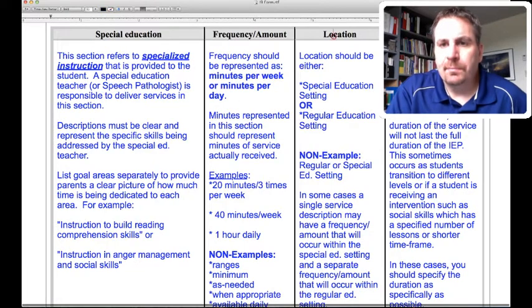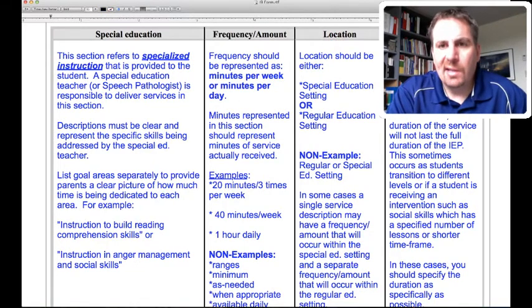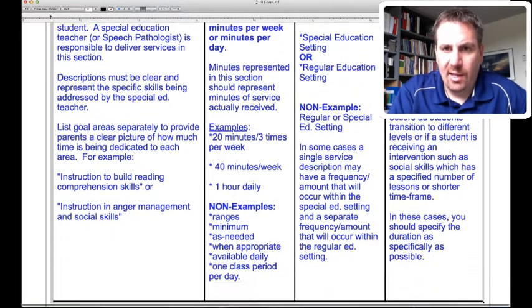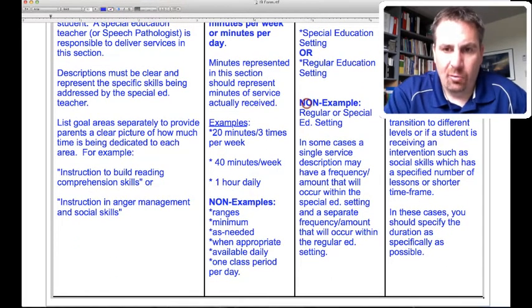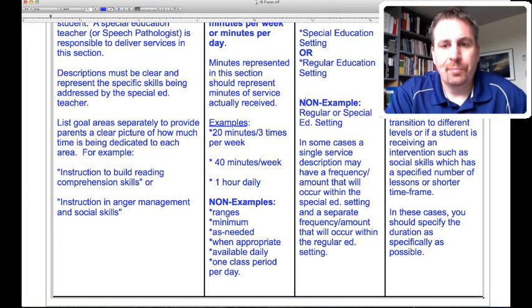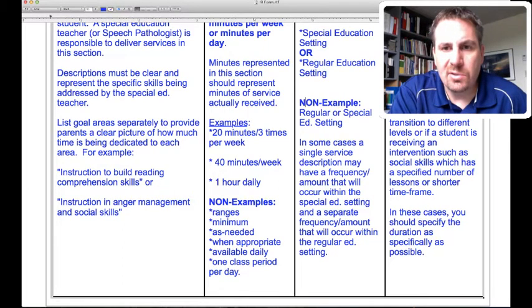Location. Location should either be special education setting or regular education setting. My one non-example is regular or special education setting. We have to be specific about where we're providing services to the student and what environment we're providing those in.